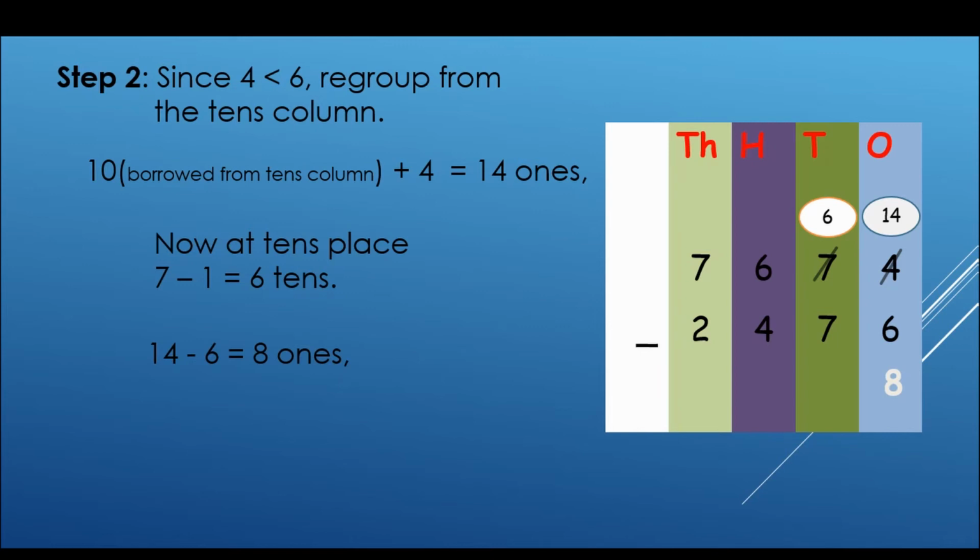When we are going to the tens column, we have to subtract 7 from 6. Here also we can see that 7 is larger than 6, so it is not possible to subtract 7 from 6. So we need to borrow 100 from this hundreds column.